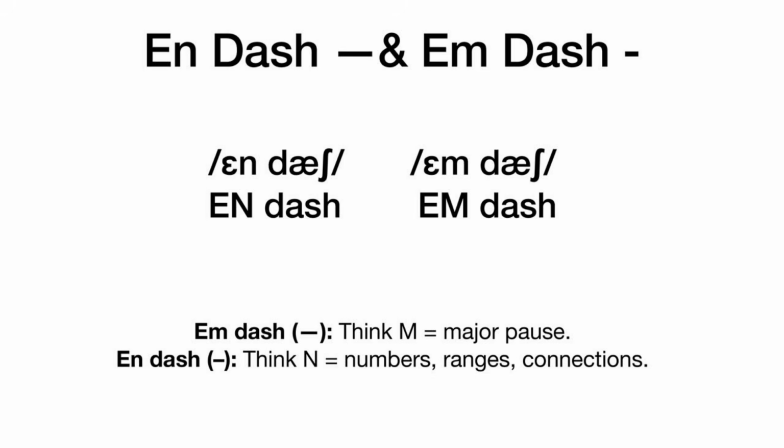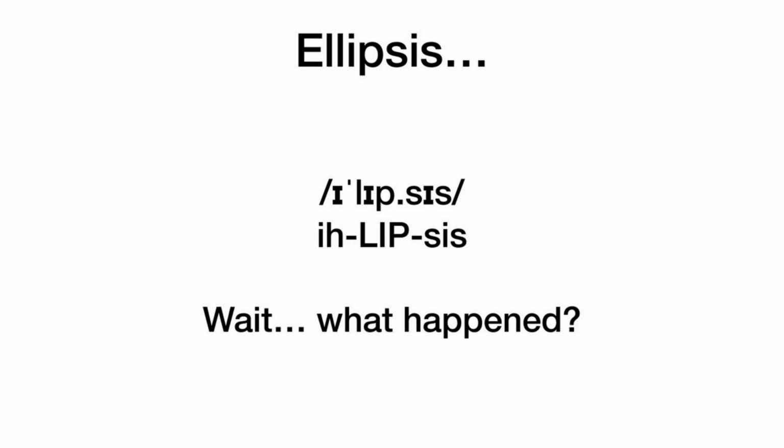And again, we see an M dash when we have a major pause and an N dash with numbers, ranges, and connections. Okay, I'm going to own this. An ellipsis. I overuse this. I would get in trouble all the time in my high school English classes for overusing this. I just like it. I like the way it looks. There are rules behind it. You can check that out.